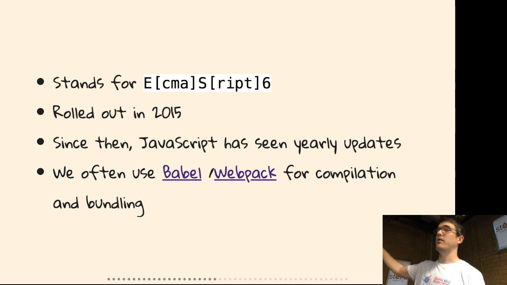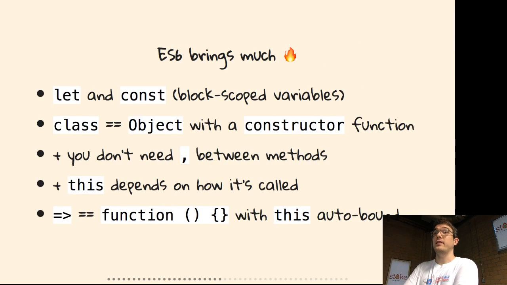But these tools, Babel and Webpack, let you write even the most experimental code that you want, that looks just like C# if you wanted to. And it will just compile it to older versions of JavaScript that can run anywhere. Here's some of the syntax. So ES6 introduced let and const variable declaration.